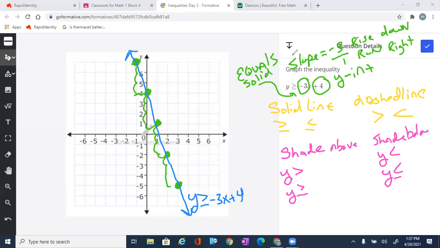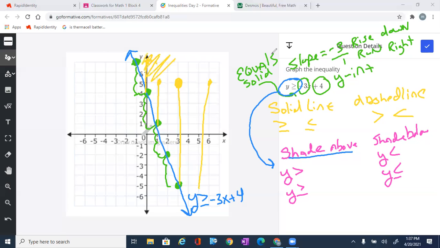And then what we have to do is determine what is above or below. So y greater than is going to identify with shading above the line. So how do we determine that? I can pick a point. Okay, and if I pick a point up here, you'll notice that I am above the line. Right here, I am above the line. Right here, I am above the line.